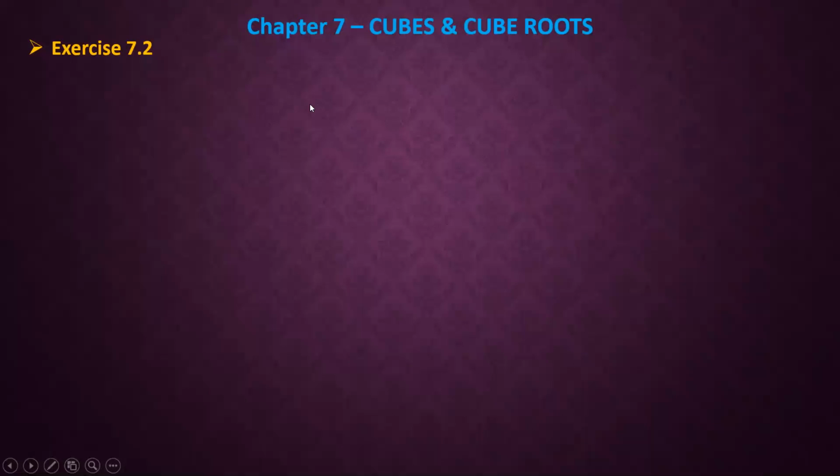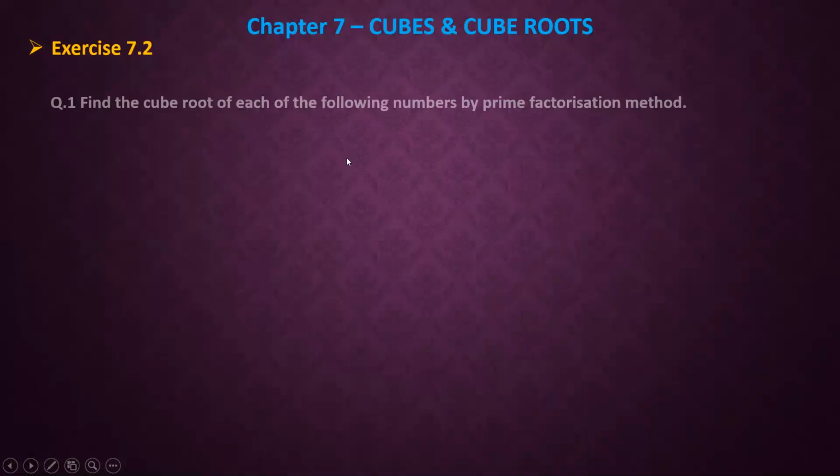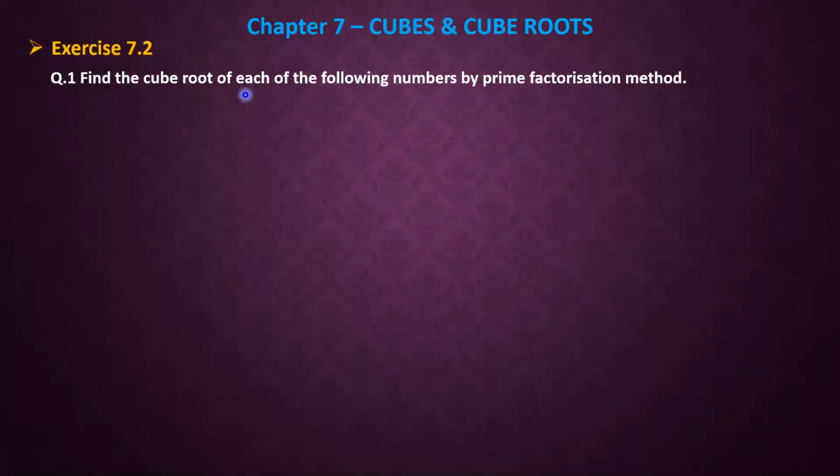So here we are going to start the next exercise 7.2, and from that exercise, the first example is like this: find the cube root of each of the following numbers by prime factorization method. That means again we are going to use the prime factorization method which we used in the previous lectures, so we are going to use the same method. But here the question is different.